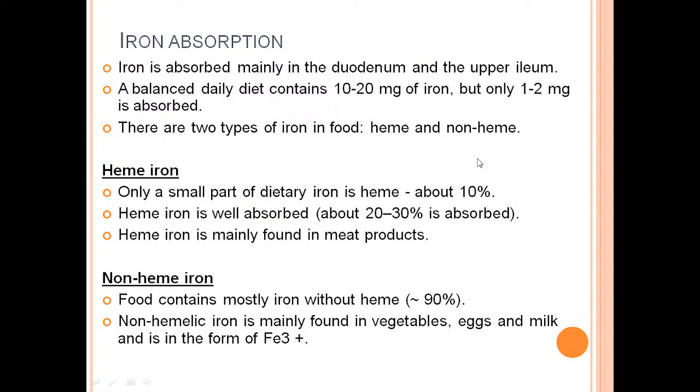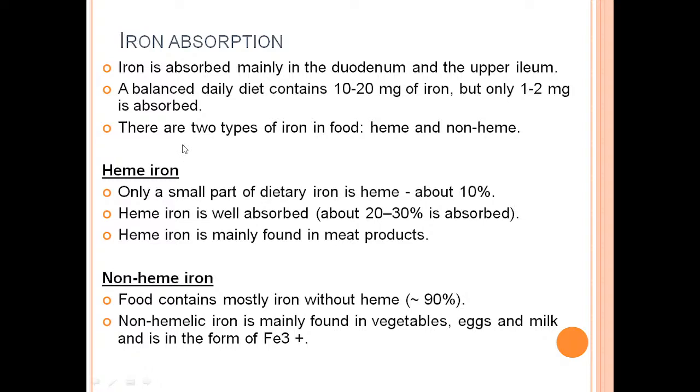Iron absorption. Iron is absorbed mainly in the duodenum and upper ileum. A balanced daily diet contains 10-20 milligrams of iron, but only 1-2 milligrams are absorbed. You see, it's just 10% from the daily diet. It's a very small percent.